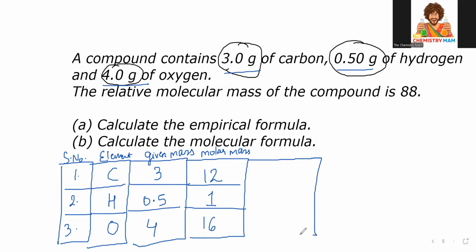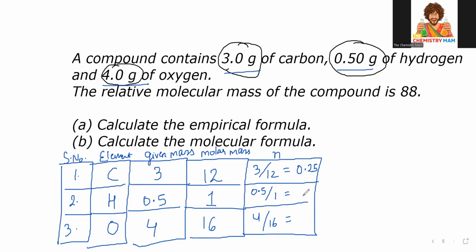Now calculating the number of moles, which is given mass by molar mass. So 3 by 12, 0.5 divided by 1, 4 divided by 16. Let us use the calculator. 3 divided by 12 is 0.25. 0.5 divided by 1 is 0.5 only, and 4 divided by 16 is again 0.25. So we have calculated the moles.